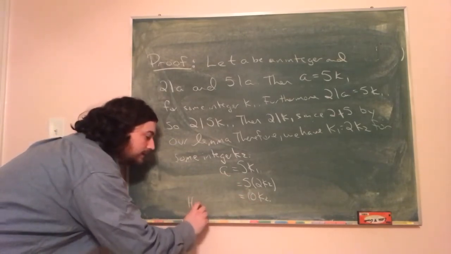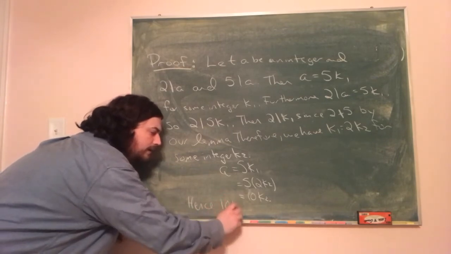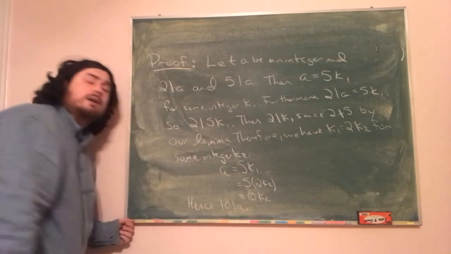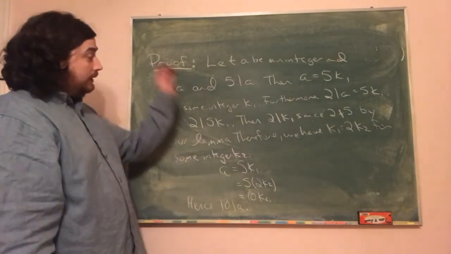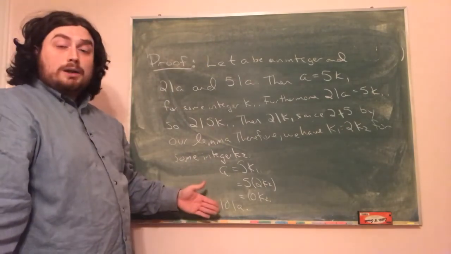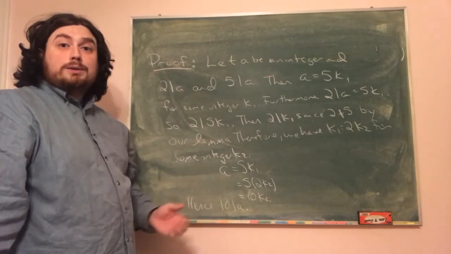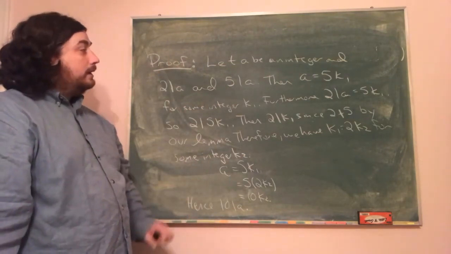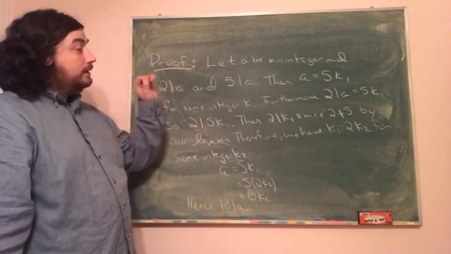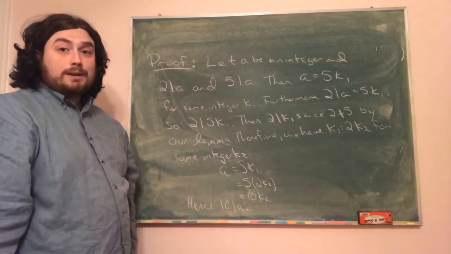So hence, 10 divides a. So what we've shown is the negation of the P part. So we have if not Q, then not P. And so we have, through a proof by contrapositive, shown our original theorem that if 10 does not divide a, then either 2 does not divide a or 5 does not divide a.